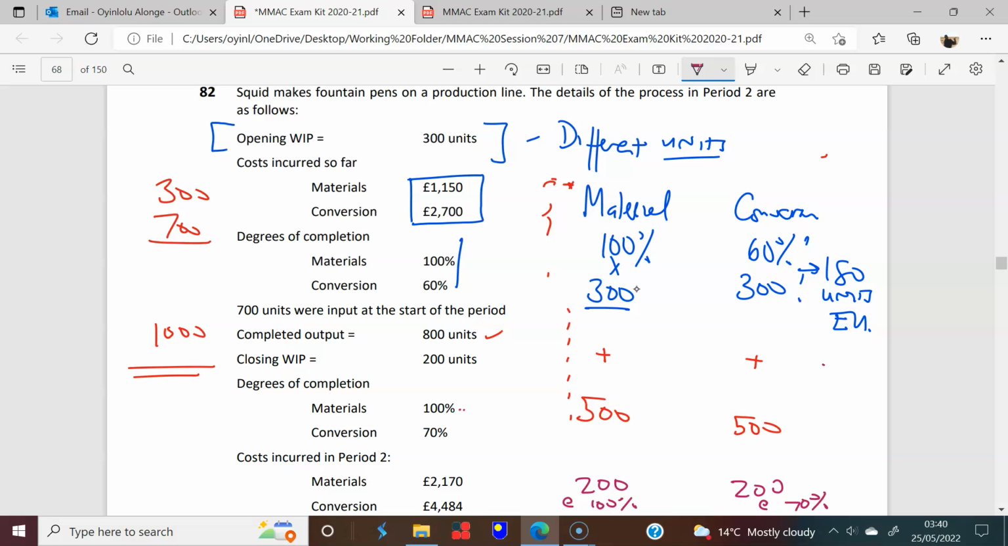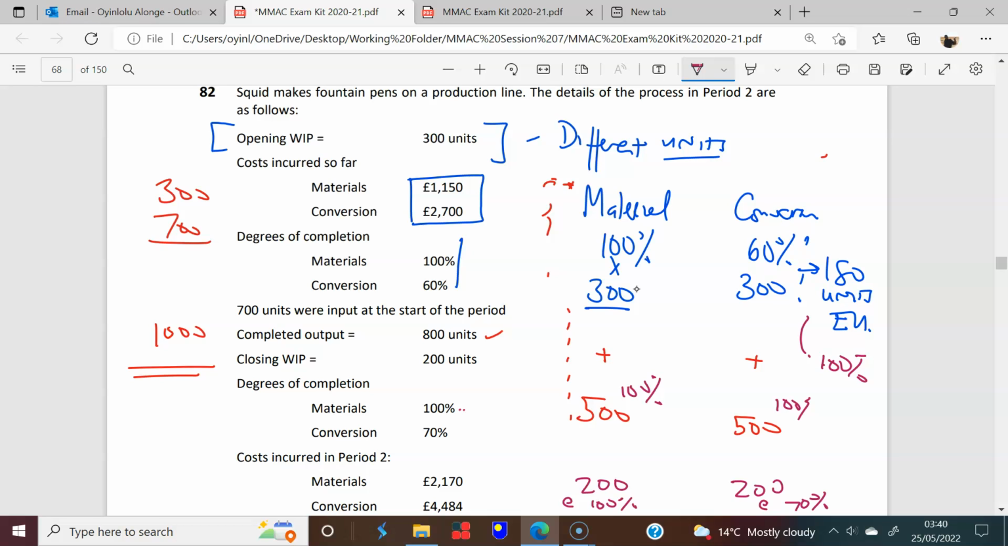So this is important, right? This is what you can see. The reason why you have 800 completed units is you start making those 700 units, and you would have 300 complete from the first, and 500 complete in the process. So these are all complete at 100%. You can see my purple color.